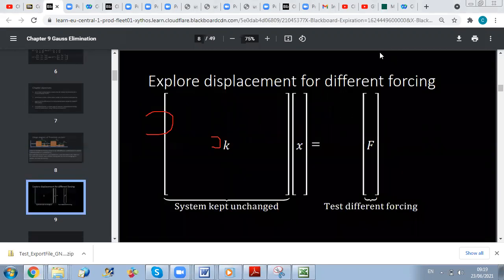So this is the case we will consider in this chapter. We have k times x. So k is kept unchanged. We are not changing the properties of the system. We are just testing different conditions that we impose on it.